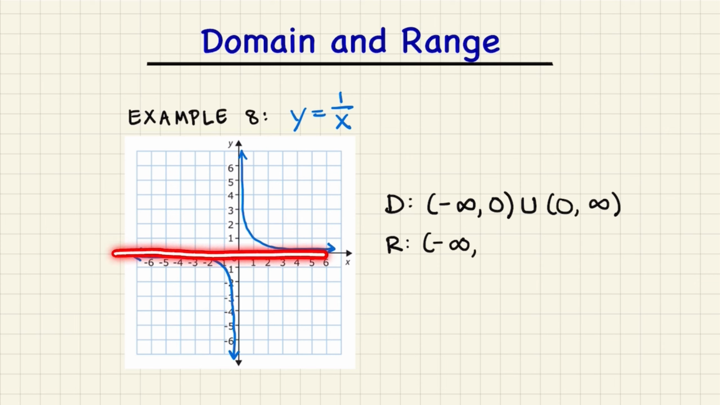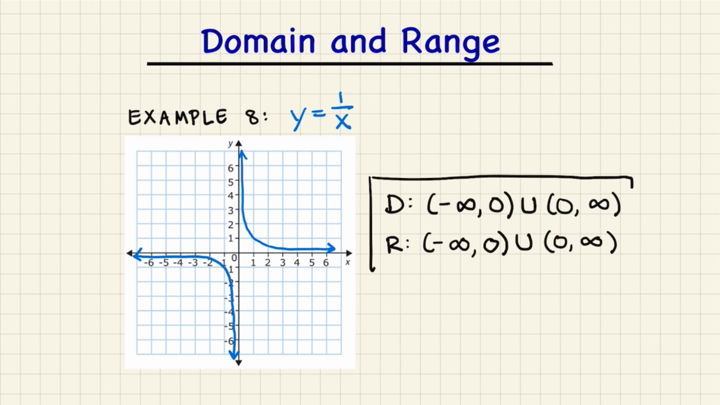And 0 is not included as a y value either because there is no number we can plug into this function to get y equals 0. So our function goes up to 0 but does not include 0. And then union, and again we start here at 0 and our function continues in the positive direction, so positive infinity. And that is our domain and range for this function.